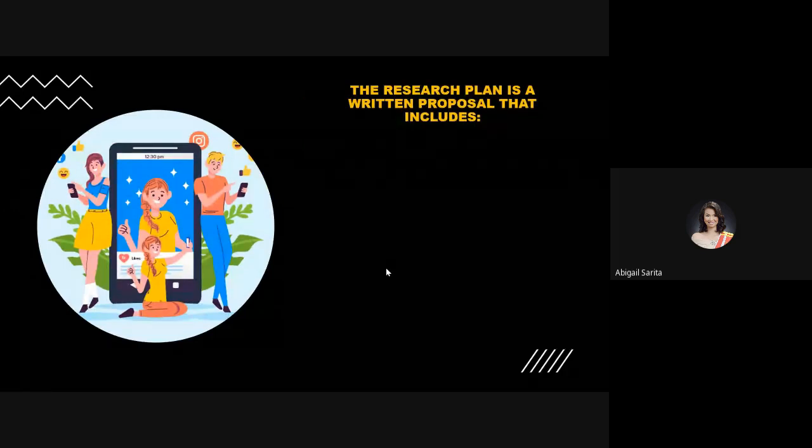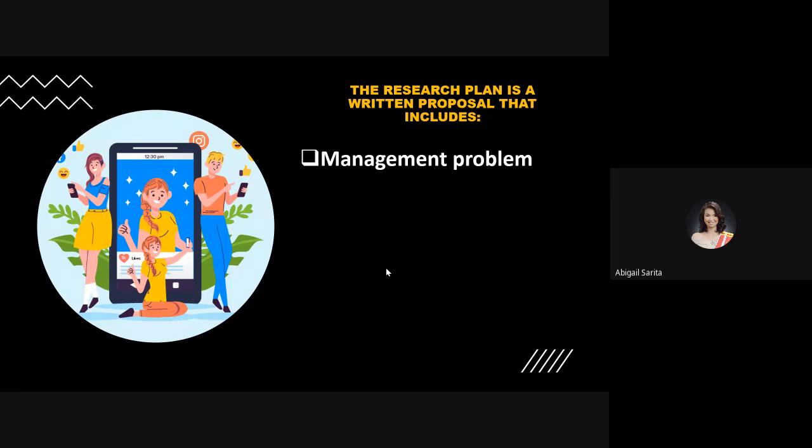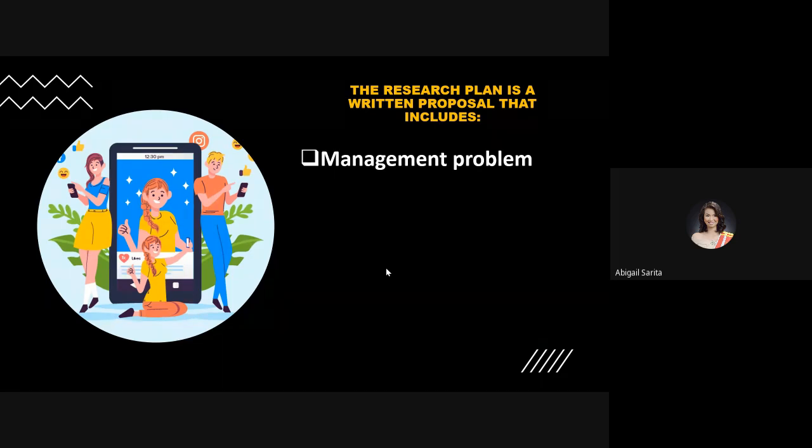Next is the research plan is a written proposal that includes ano ba yung mga nakapaloob dun sa gagawin mong research plan or action plan. First is management problem. So ano yung problema na kailangan yung solusyonan? Ano yung problem na naghihinder to your organizations or to your company to maximize your strengths and opportunities and to mitigate your weaknesses and your threats. So that's what we call management problem.